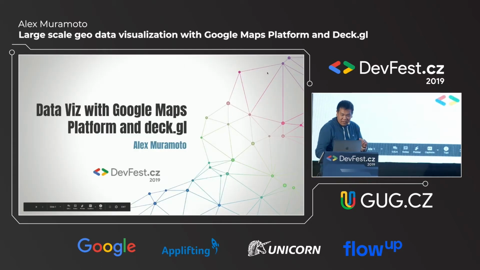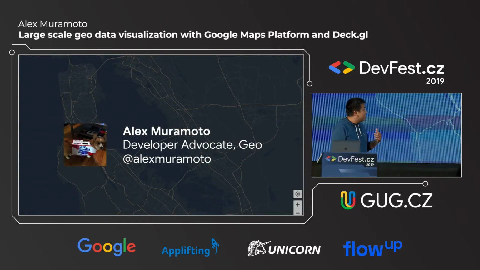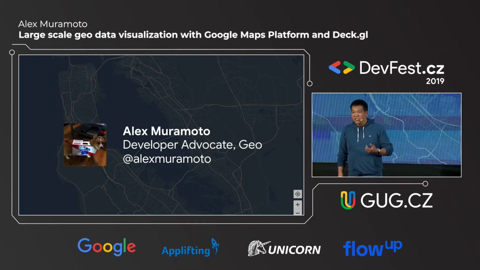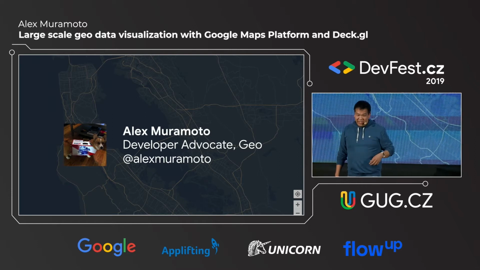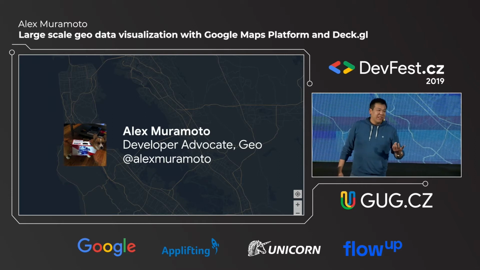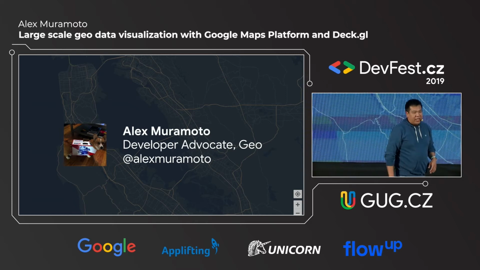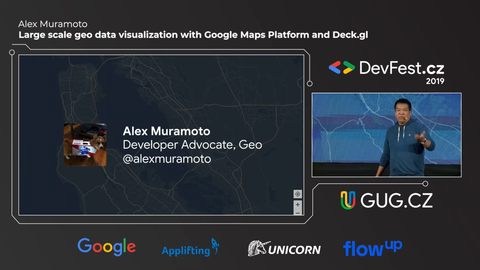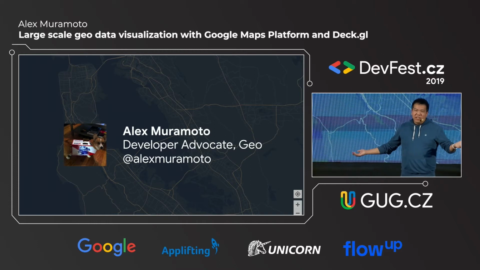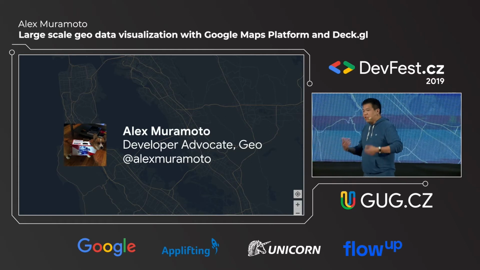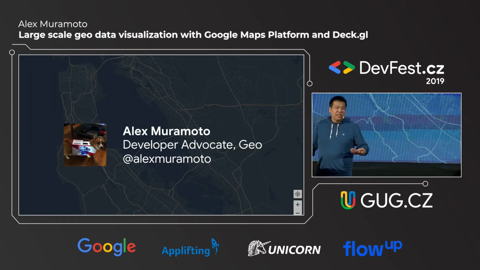Cool. All right. So to get started, my name is Alex. I am a developer advocate on the Geo team at Google. Specifically, I'm a developer advocate for the Google Maps platform, which crosses a huge variety of different features. Many of you are probably, of course, familiar with Google Maps, but as well as places data, different routing APIs, all kinds of good stuff.